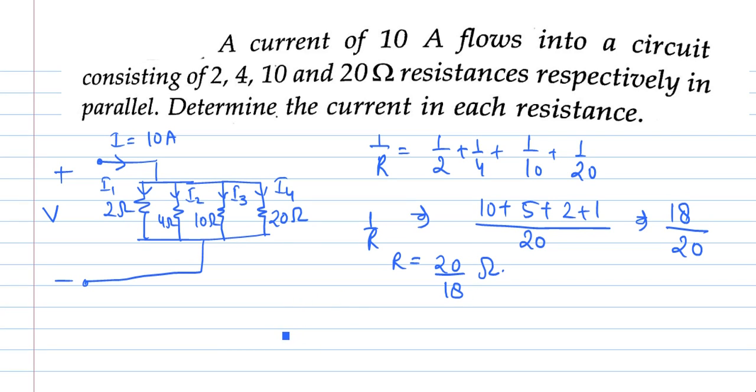So let's find the value of V. V is equal to I into R. That is equal to 20 upon 18 into 10, that is equal to 200 upon 18. So that will give us 11.11 volt.